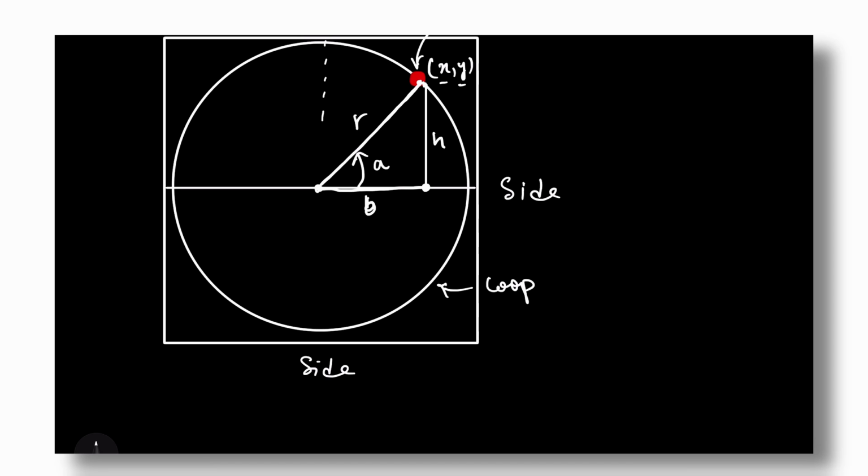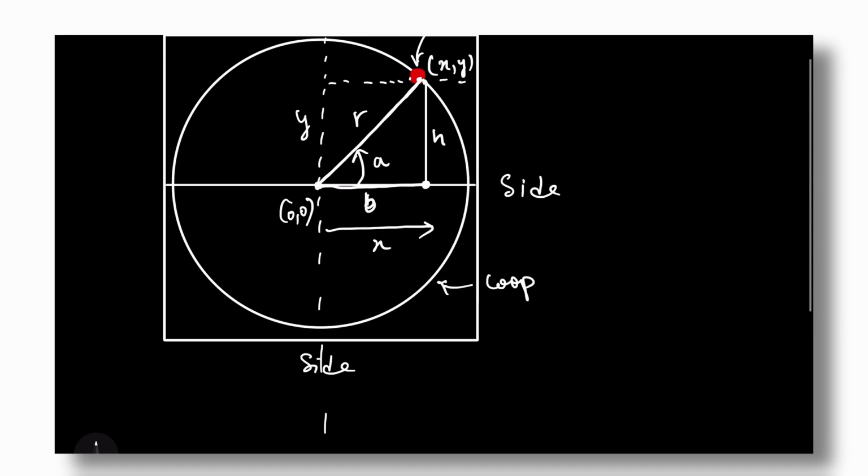To calculate it, let's think that we are in a coordinate system which has a 0-0 center. So on the x-axis we have b. That means if we find b, we will find the x-coordinate of this dot, and if we find h, we will find the y-coordinate of this dot.